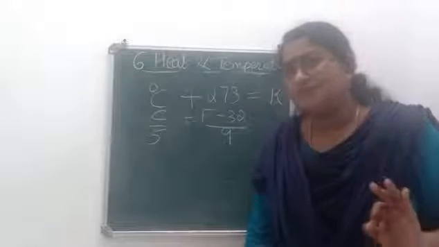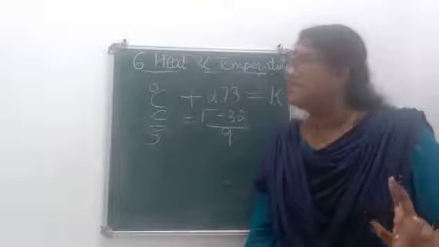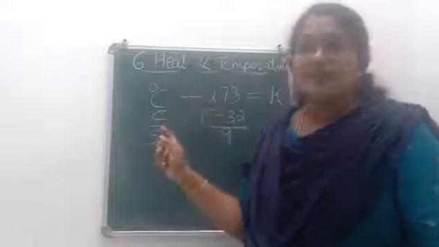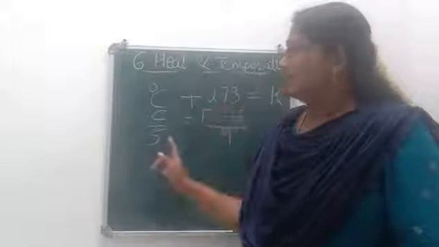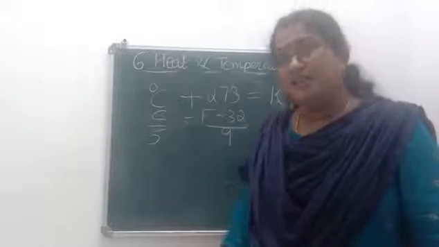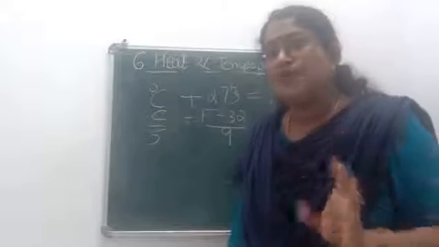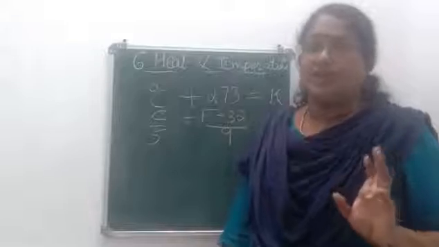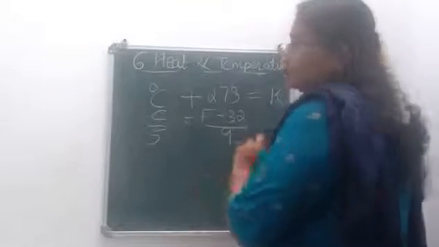So is it clear about the conversions? Degree Celsius to Kelvin means just add 273. Between Celsius and Fahrenheit, C by 5 is equal to F minus 32 by 9. So these are the things which you have to remember.